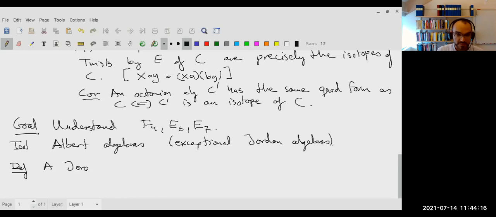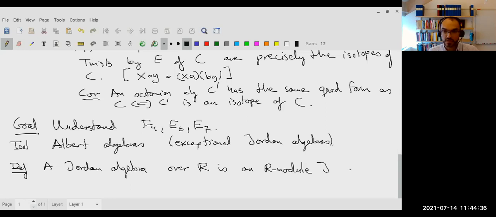So a Jordan algebra, named after Pascual Jordan, not Camille Jordan. So a Jordan algebra over R is an R module J together with a distinguished element that is denoted 1 in J. So this is the unital case. There are non-unital Jordan algebras that I will not go into.